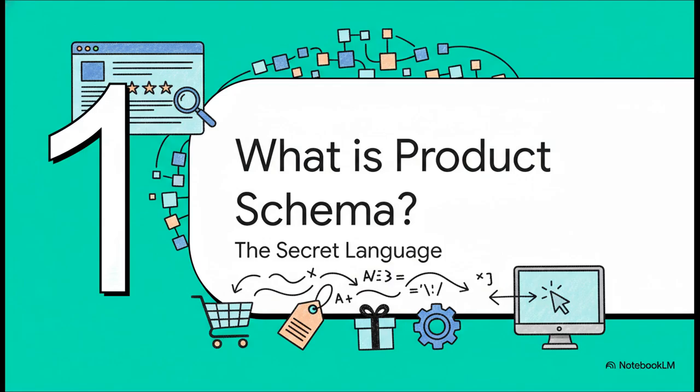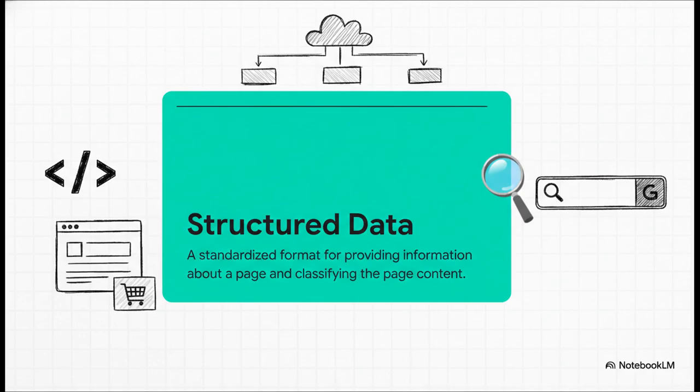Okay, so how in the world do you get those awesome, eye-catching results for your products? It all comes down to something called product schema. And you can think of it like a secret language, really. It's a way for you to talk directly to Google and the other search engines. Now, the official technical term for this secret language is structured data. Don't let the name scare you.